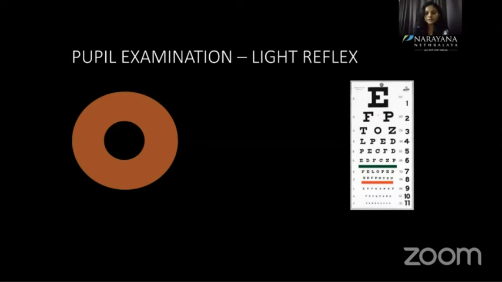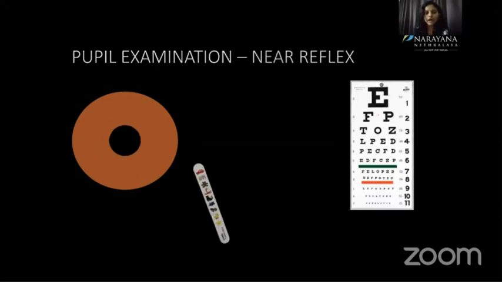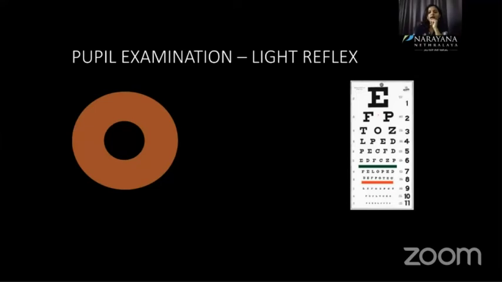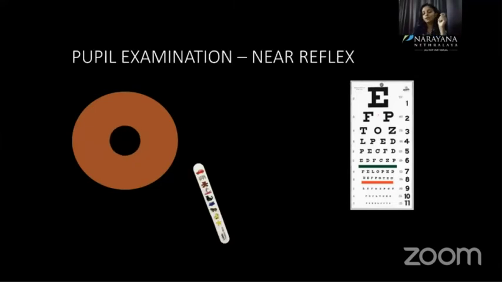Next, when we look for the accommodative or the near reflex, you ask the patient to again look at a distant target, as I previously said, and then you bring in a near target suddenly in front of the patient. When the patient suddenly looks at the near target, of course, there's again a constriction of the pupil, and this is the part of the near reflex. The near reflex is usually less as compared to the light reflex. That is, the constriction that occurs to a near reflex is usually less as compared to that of a light reflex.